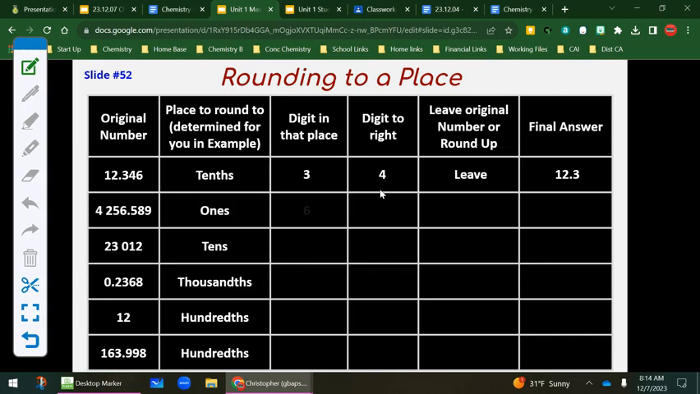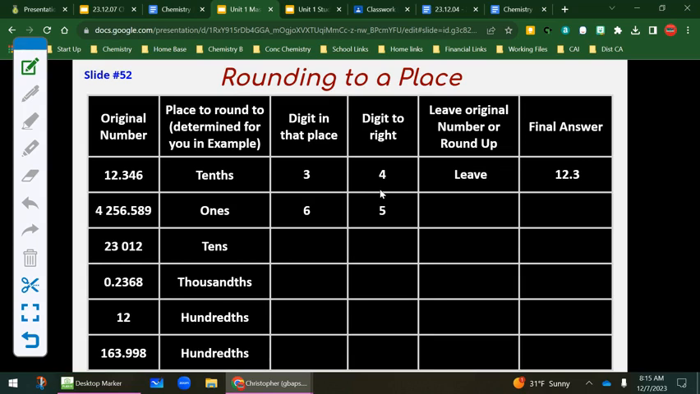The 6. Perfect. Okay? Now, what is the next digit to the right of the 6? Okay, well, here's the 6, right? To the right of it, what's one more past it? The next digit over. What is the number? 5, thank you.